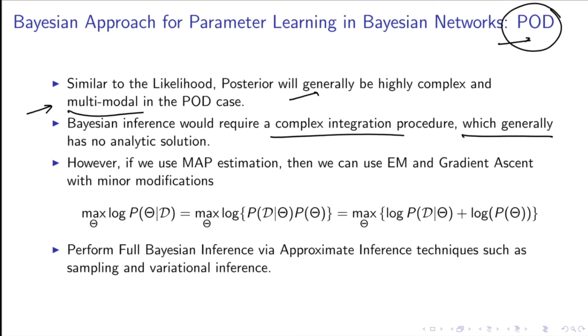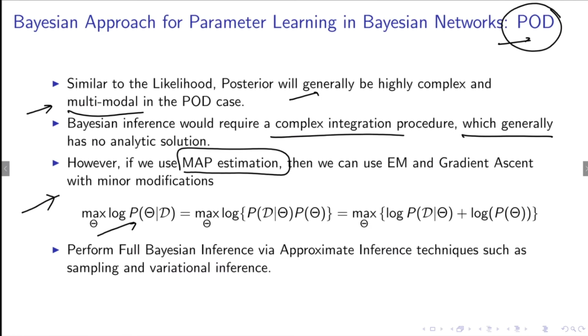Okay. However, the good news is that we can circumvent the problem of requiring complex integration by using various approximate approaches. One approximate approach that we can use in lieu of full Bayesian inference is to use MAP estimation. If we use MAP estimation, instead of finding parameters which maximize the likelihood of data, we try to find parameters which maximize the posterior.